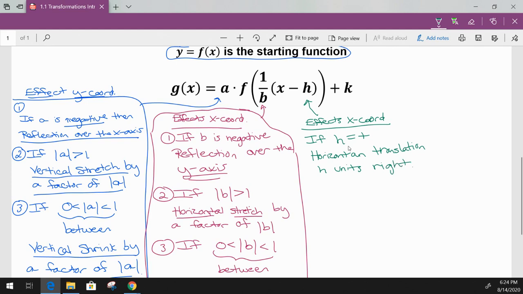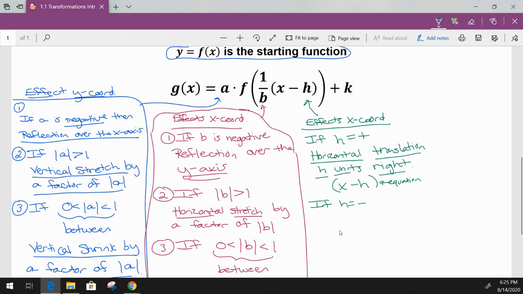However, in the equation, in parentheses, it's always x and then the opposite of h. So if h is a positive number, you're always going to see in your equation x minus h. Horizontal translation, h units to the right, but remember in your equation, it's going to be opposite. The second thing, it can make the graph shift or move to the left, again, without changing the size.